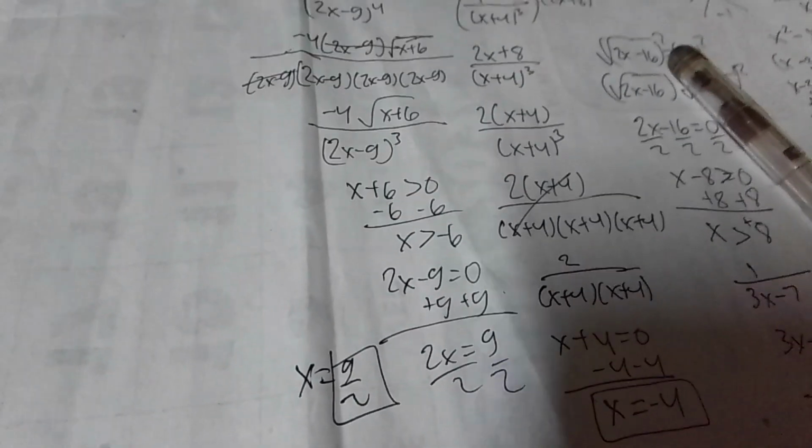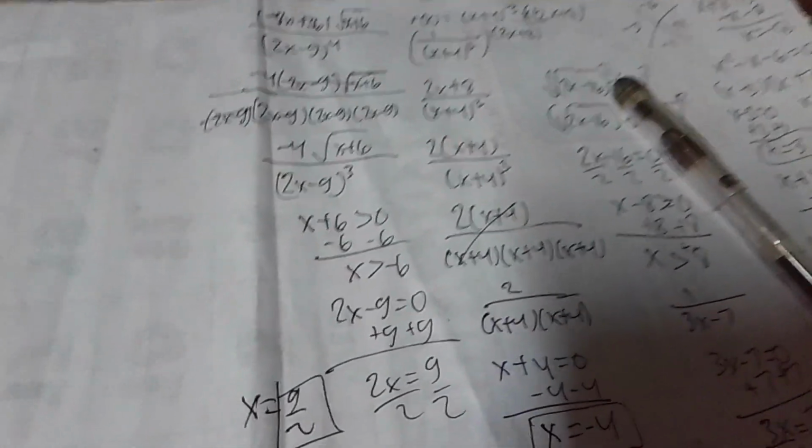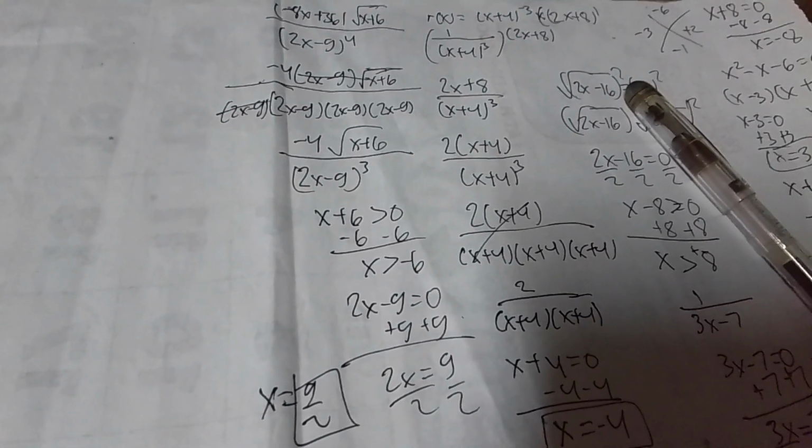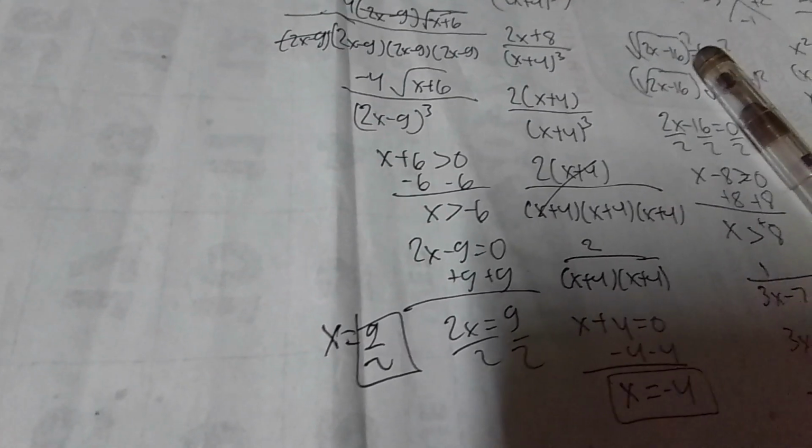So therefore, what is the domain? The domain should be greater than negative 6. But even if the domain were greater than negative 6, it should not be positive 9 halves.